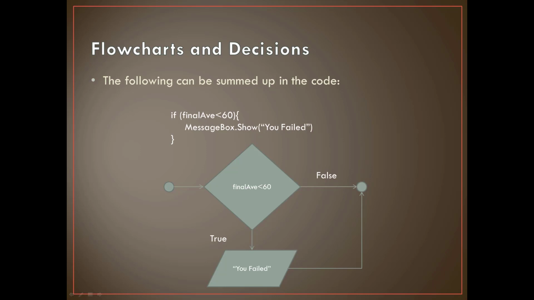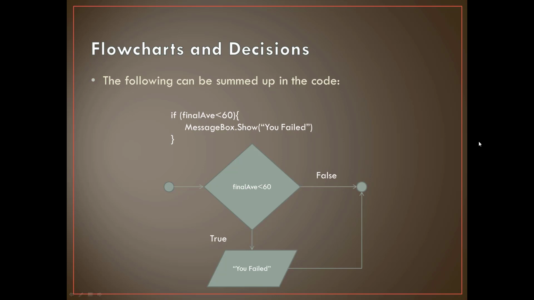Now let's go up here to our actual lines of code. So in C#, it's going to say if, and then we're going to put inside the parentheses that evaluation. So this final av less than 60 is right here. And then it just becomes a matter of how are we going to output it. In this case, we're just going to do a message box. So if you put you failed into here, then we just do a MessageBox.Show. Uh-oh, this won't run because I'm missing a semicolon, but you get the gist.